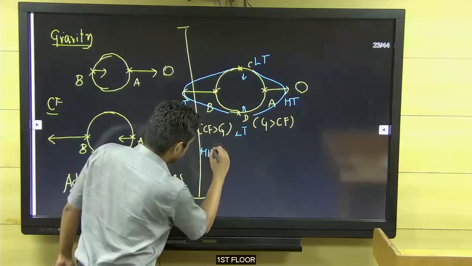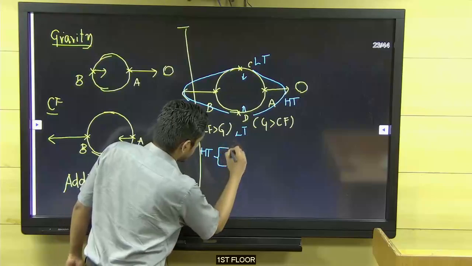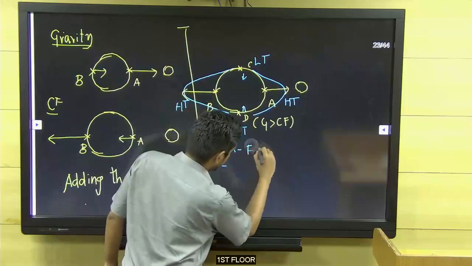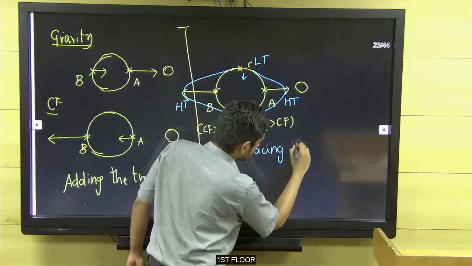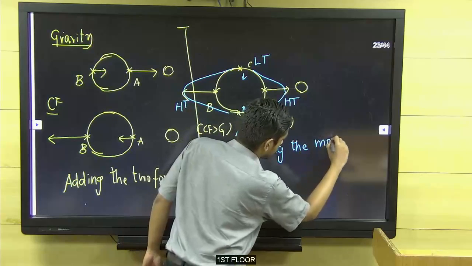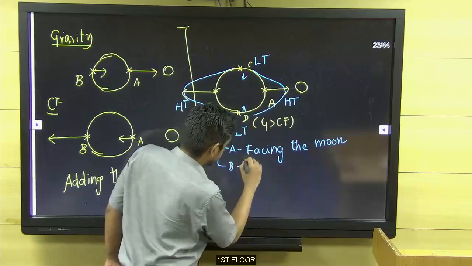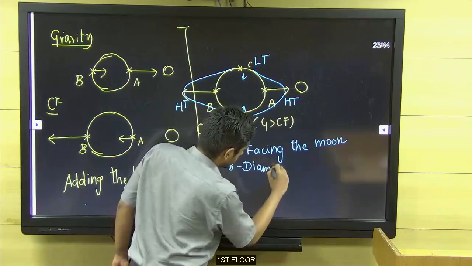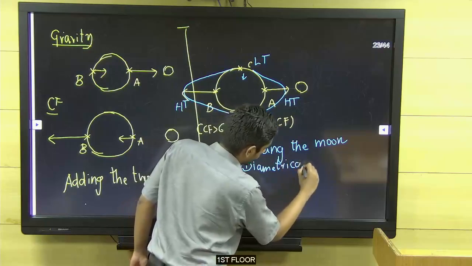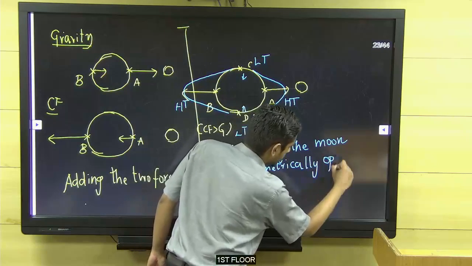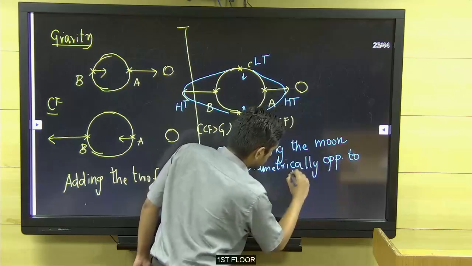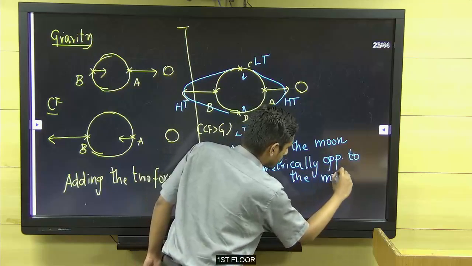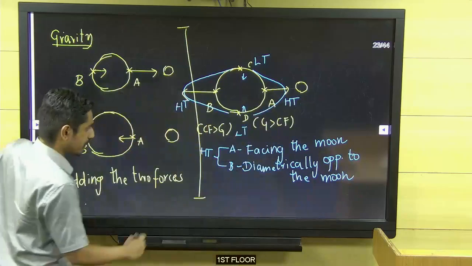High tide occurs in points A and B. That is the area facing the moon, and point B, which is diametrically opposite to the moon. Low tide occurs in two places, point C and D.